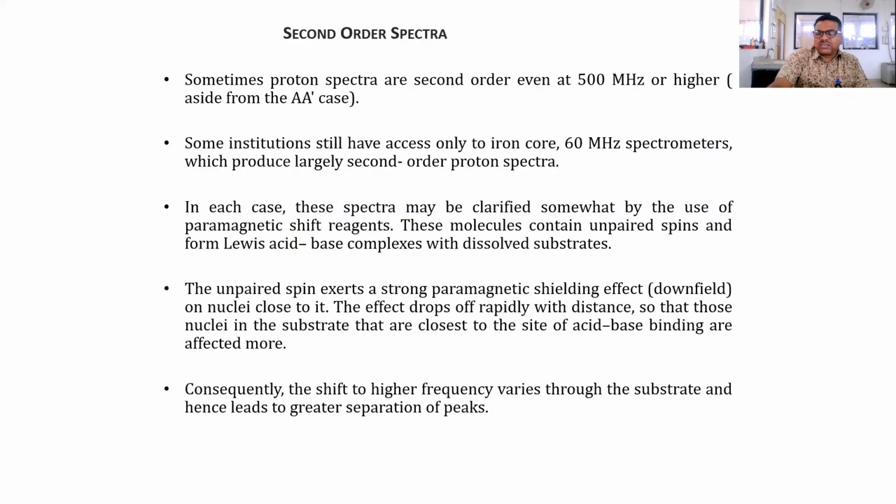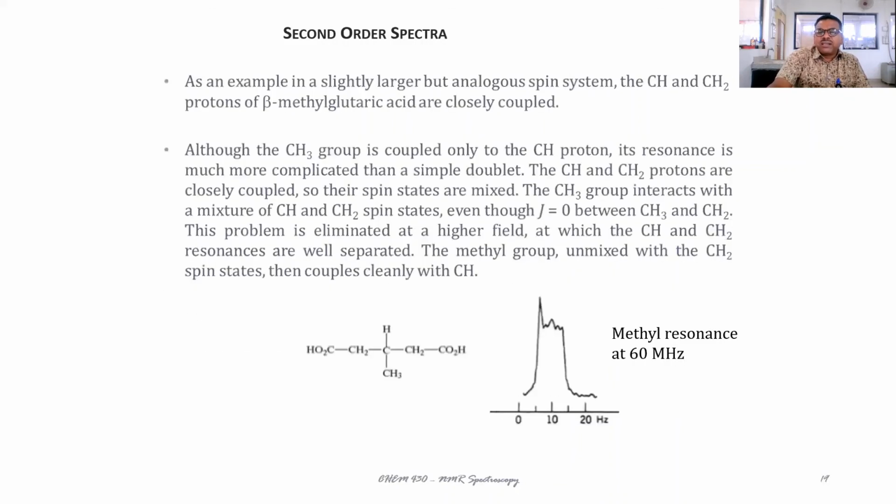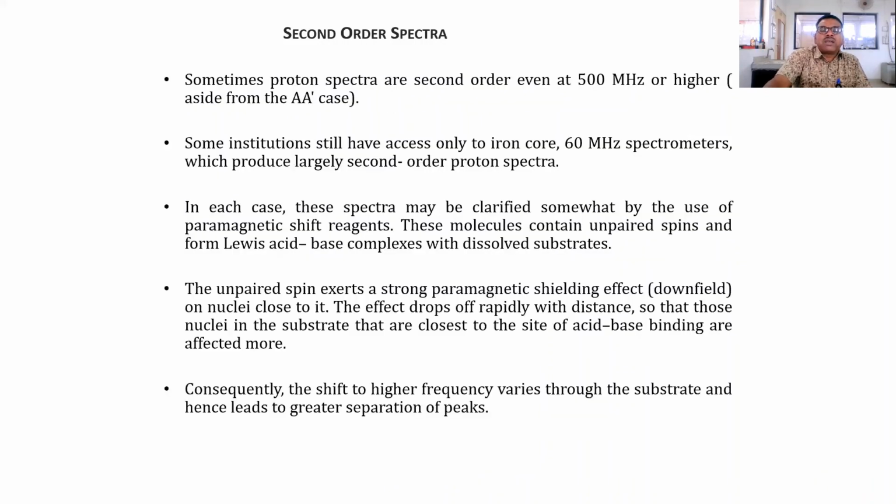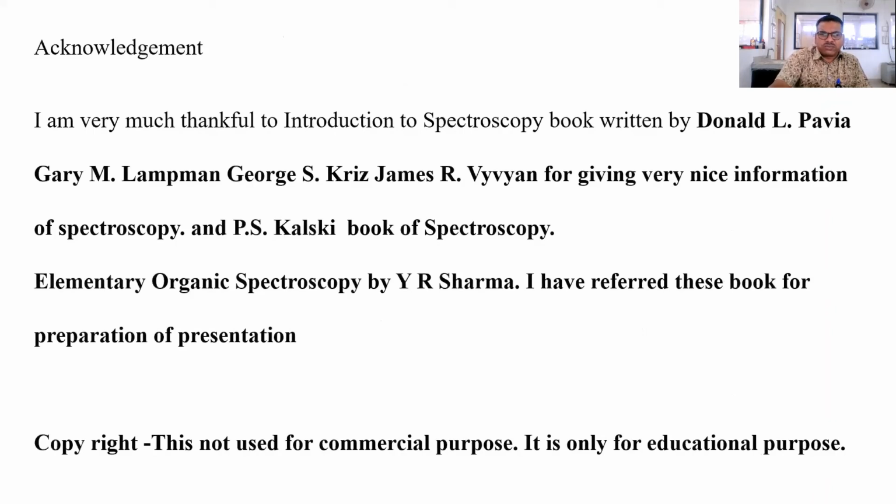When we consider this kind of spectra, methyl resonance at a 60 megahertz instrument, you are getting only a single signal, because it does not have a clear picture of the splitting pattern, and therefore we can say that it is not separated. Definitely, it is complicated, and that will show first order. But if it is separated, we can say that it is the second order spectra.